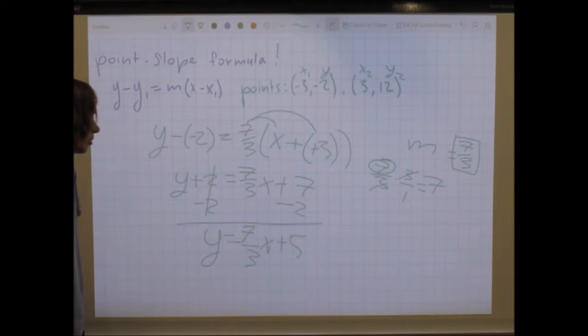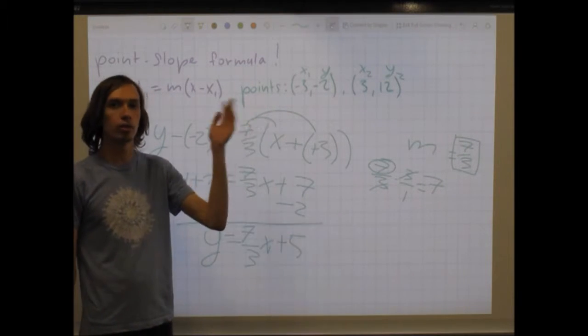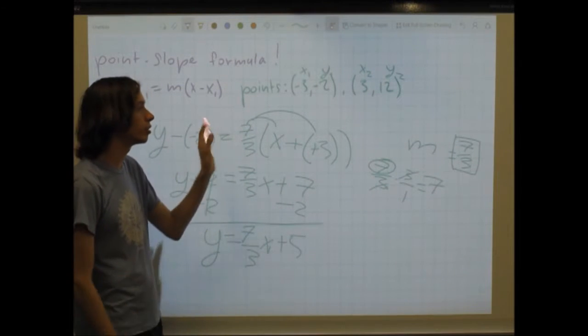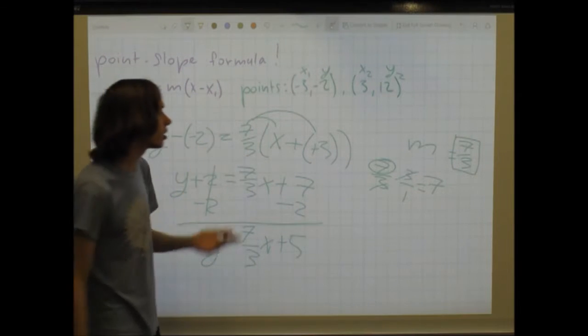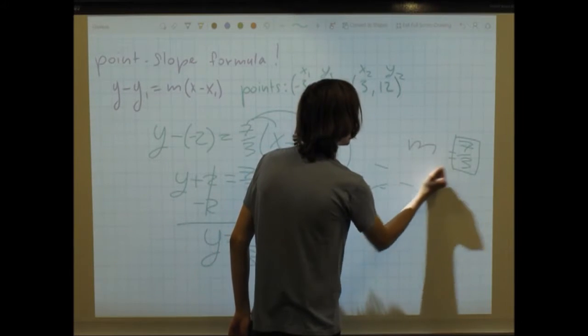7/3. Thought I'd rewrite that. Cool, so that's how you do it when they give you 2 points. You use the 2 points with the slope formula to find the slope, and then you just use one of those points in your point slope formula. And real quick, I'll show you that if you were to use the other point, you would get the same thing.